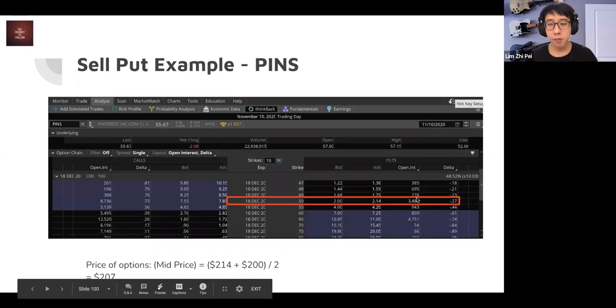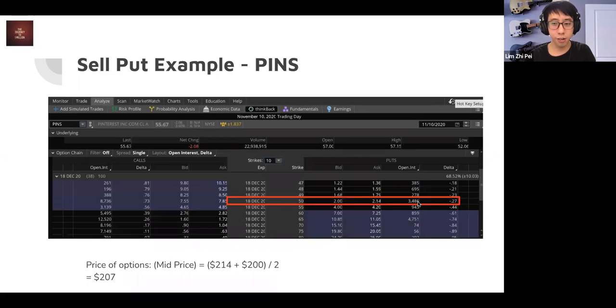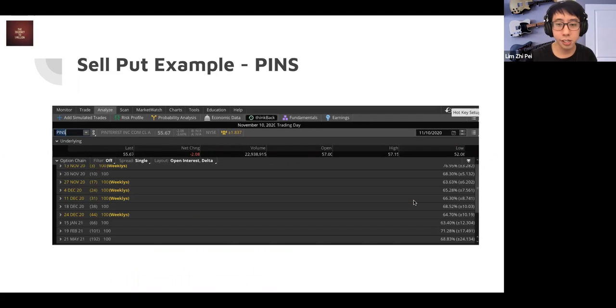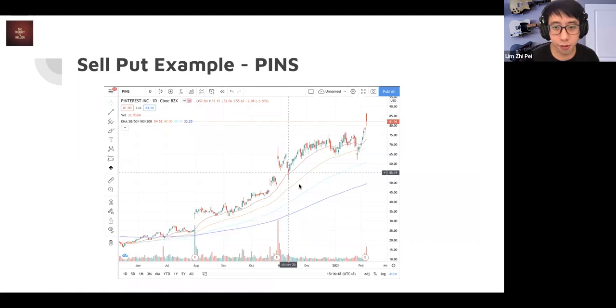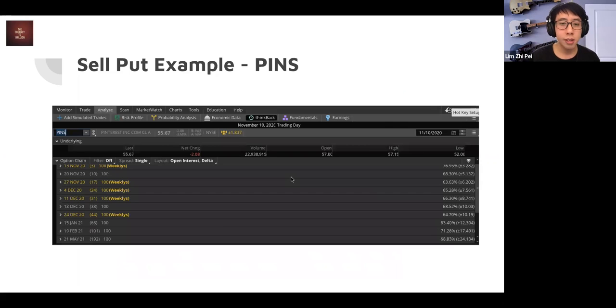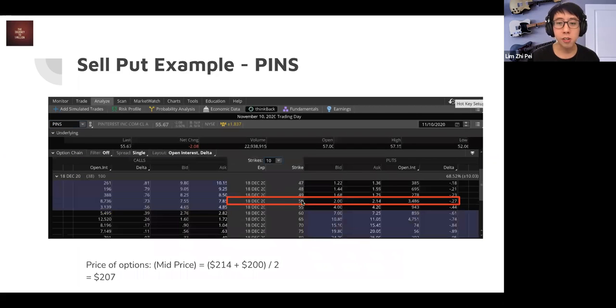The first reason why is with regards to open interest, which is 3,400. The other reason is, as we can see, at 50, the price actually gets up from $50 to $60, $65. So it's actually showing that the stock has a very strong buying power at $50. So that's why $50 will be a good support for Pinterest at that time. So that's why I choose a strike price of 50.